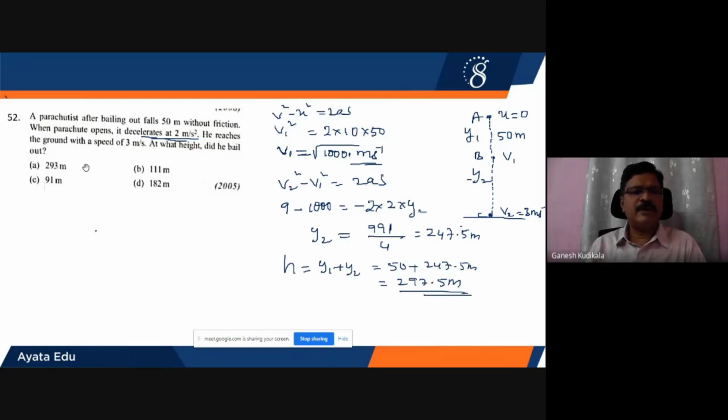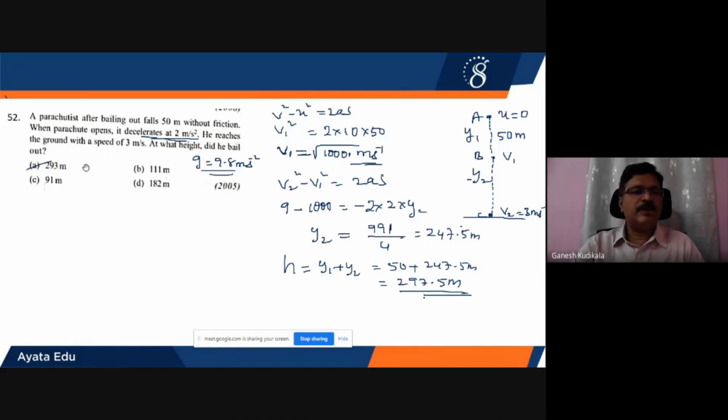So at a height of 297 meters, but the nearest option is 293, because I think he might have taken g as 9.8, but we have taken g as equal to 10. That's why a small difference is there. If you take g as 9.8, definitely you'll reach that answer. So at a height of 297 if g is 10, or 293 if g is taken as 9.8 meters per second squared. At this particular height, he has dropped out from the parachute and reached the ground with a velocity equal to how much? So 3 meters per second.